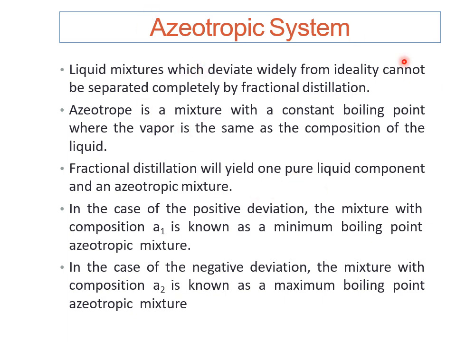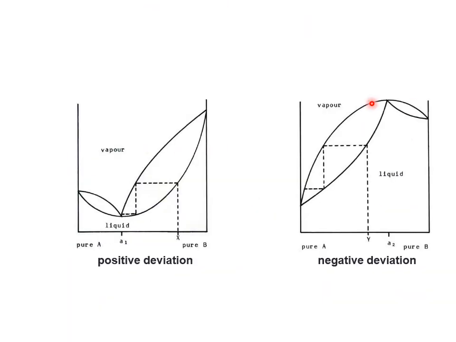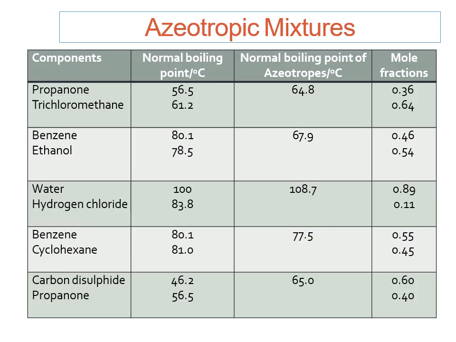So okay, you can read on the azeotropic system here. Okay, so positive deviation and negative deviation. In order to understand it better, you must draw this one. Okay, components of an azeotropic mixture. So for example, we have propanol and trichloromethane. If you are given these two components, and you may try the rest as well, you are given the normal boiling point for each of them, propanol and trichloromethane, and the mole fraction.